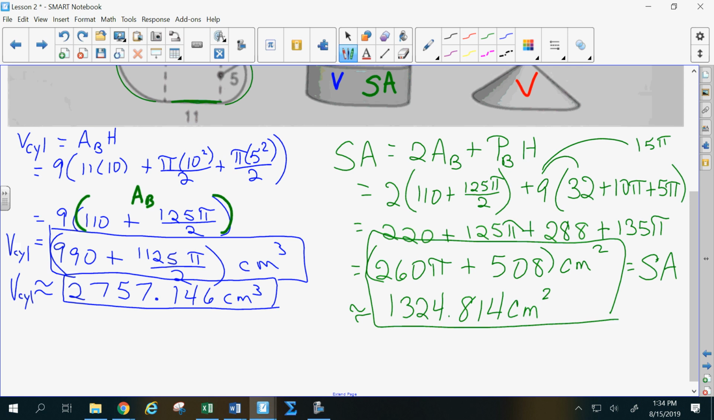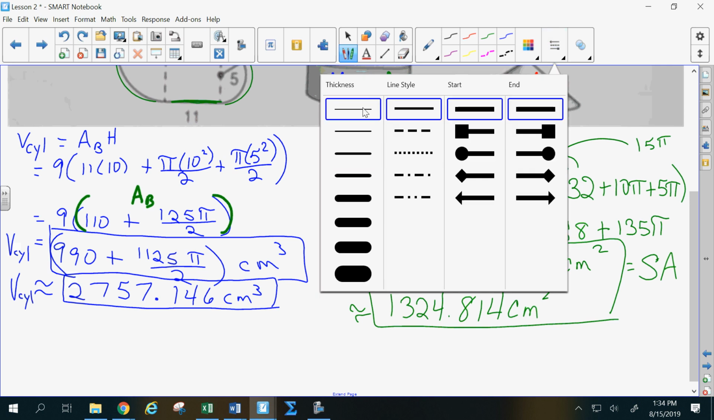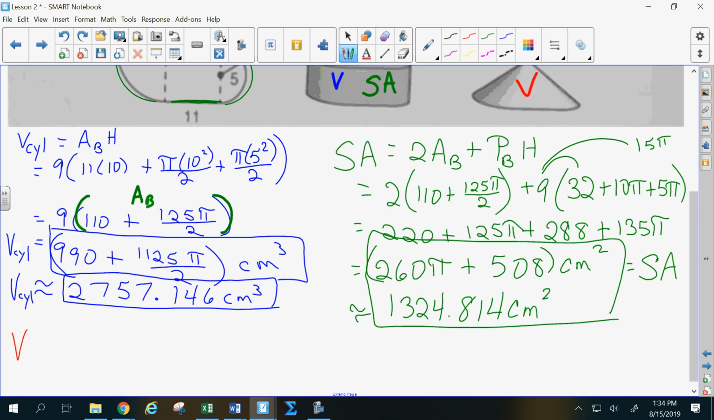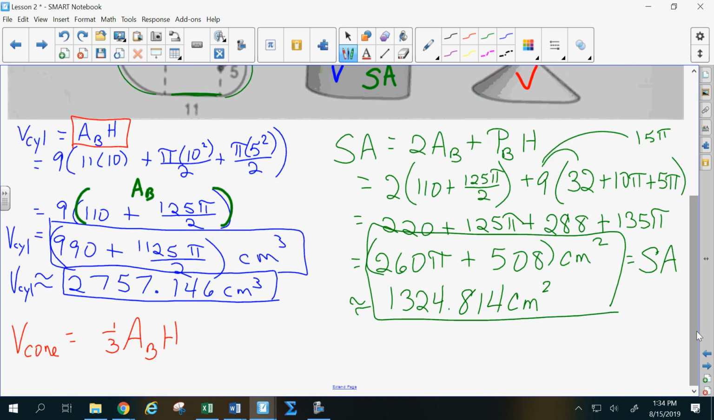Okay, almost done. We've actually done the long parts. Now we need volume of the cone. What is the formula for the volume of any cone? The area of the base times the height divided by 3. 1/3 area of the base times the height. Have we not already found area of the base times the height? Yep. So what we are going to do is to take the exact answer.